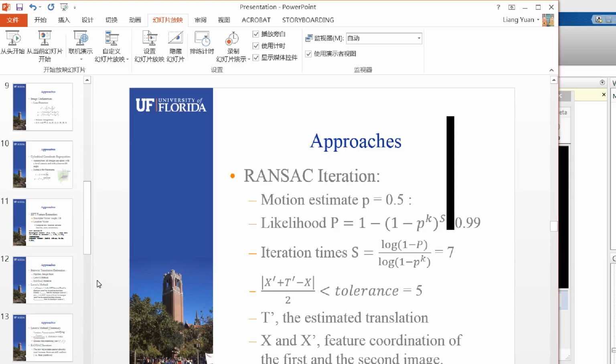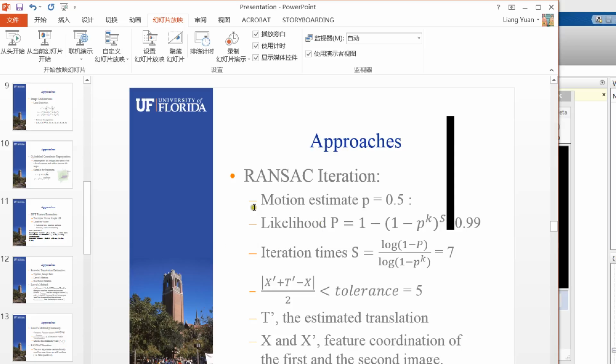However, we are not interested in the residues. Instead, we look into the iteration times and the tolerance. Here, we assume that the motion estimate p equals 0.5 and the likelihood p equals 0.99, and the iteration times s will be given by this equation. And here we assume that since we only compare the 2D motions, k will be equal to 1, and then s equals 7.